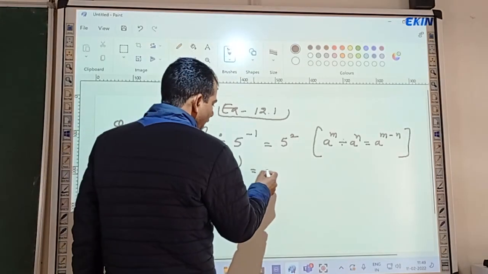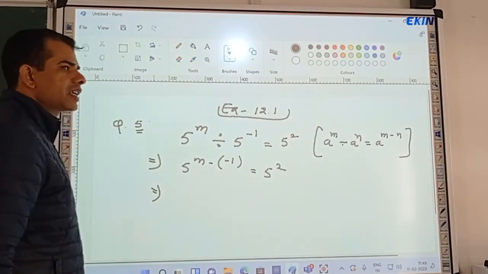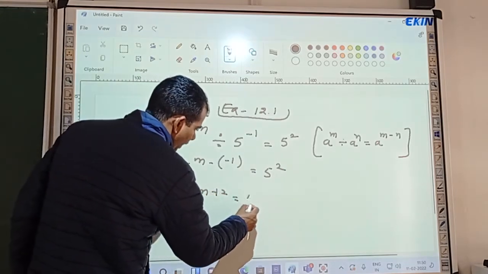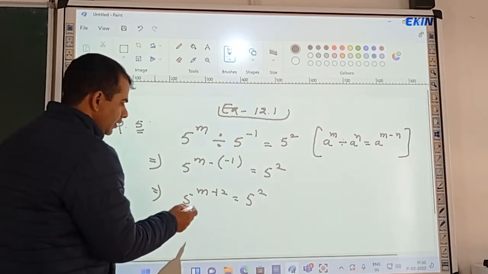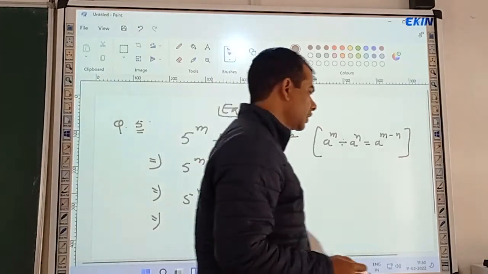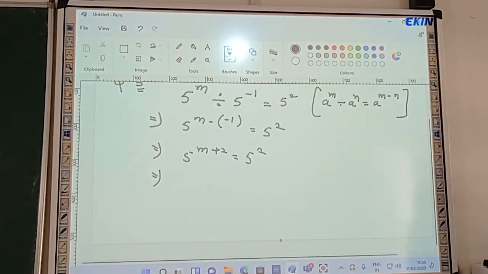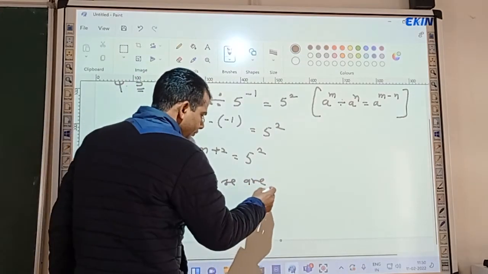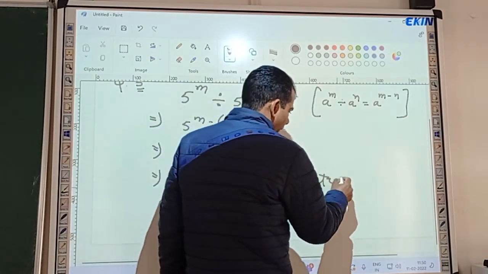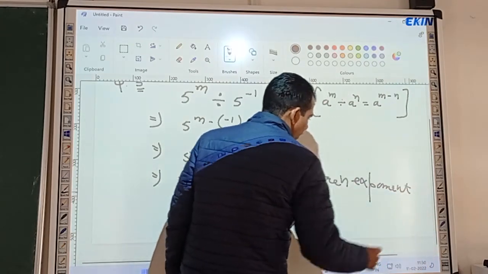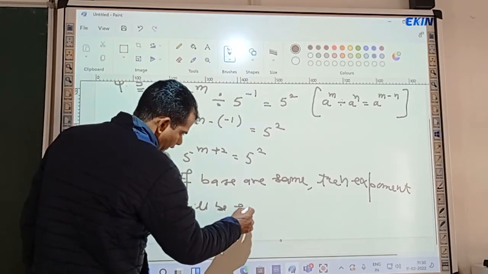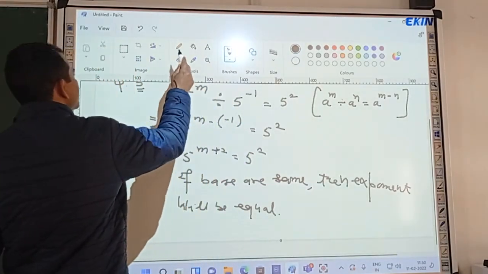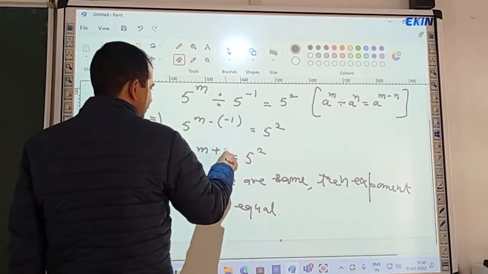Now 5 raised to power m minus minus 1 is equal to 5 raised to power 2, that is 5 raised to power m plus 1. If bases are same, then exponents will be equal. Now m plus 1 is equal to 2.